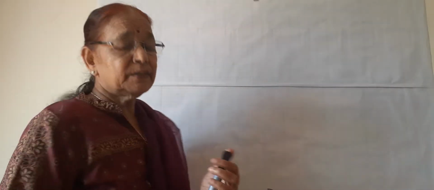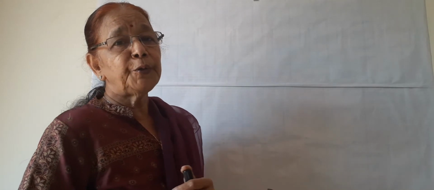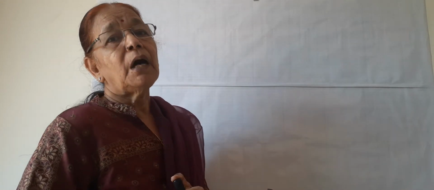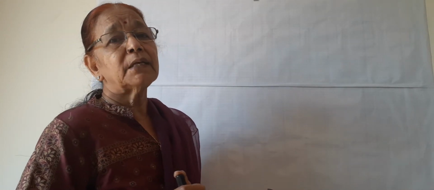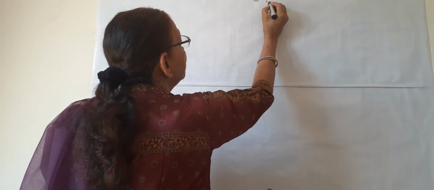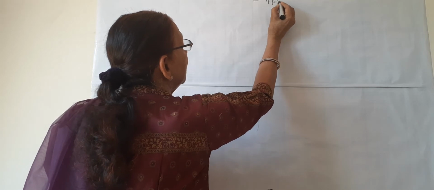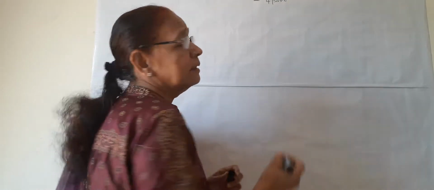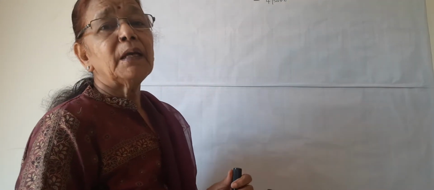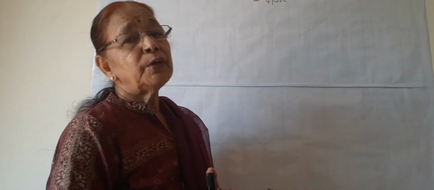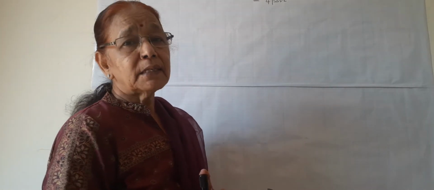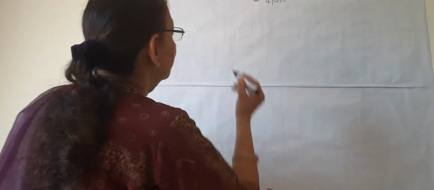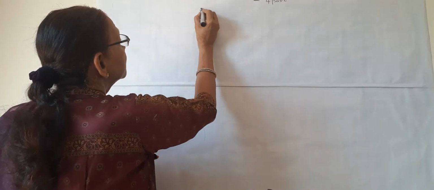Hello students, we will continue with the chapter How do organisms reproduce, and this is the fourth part under the series. We have done reproduction in plants. Today we will discuss reproduction in human beings.